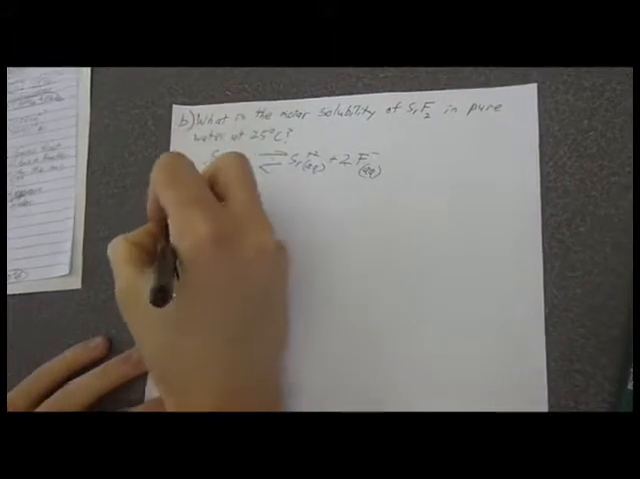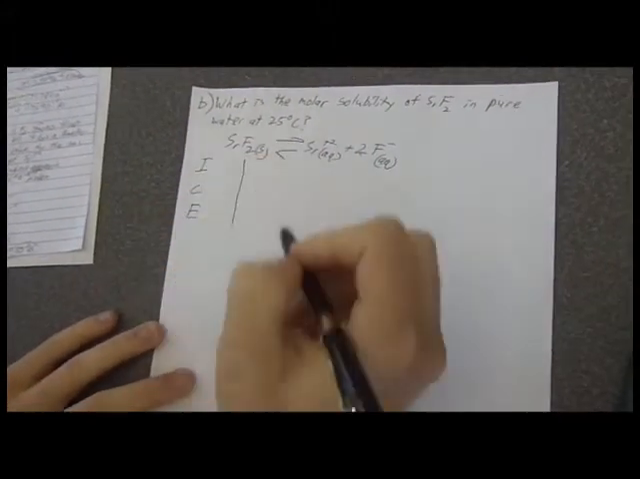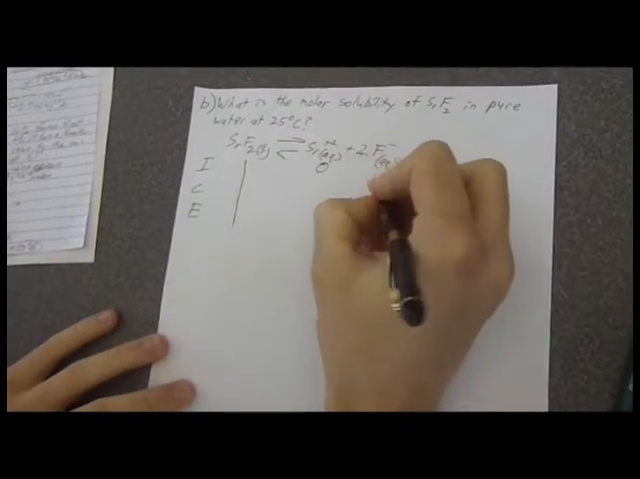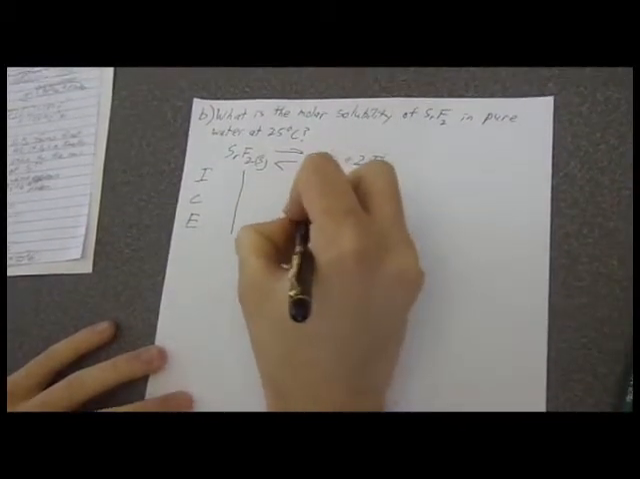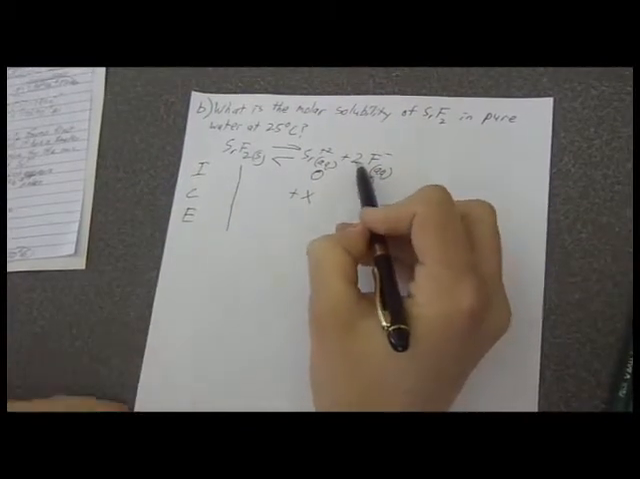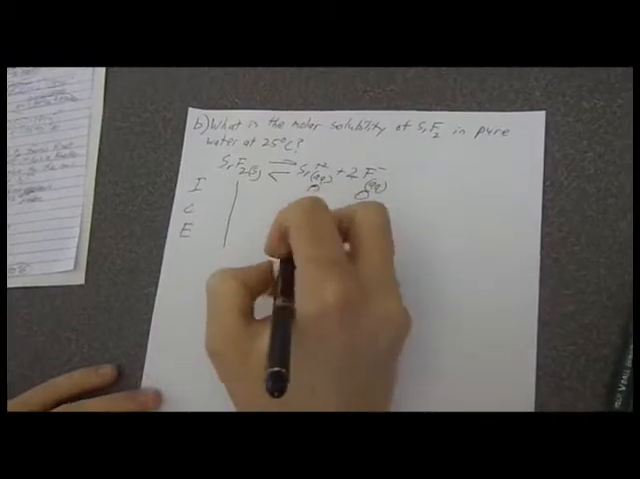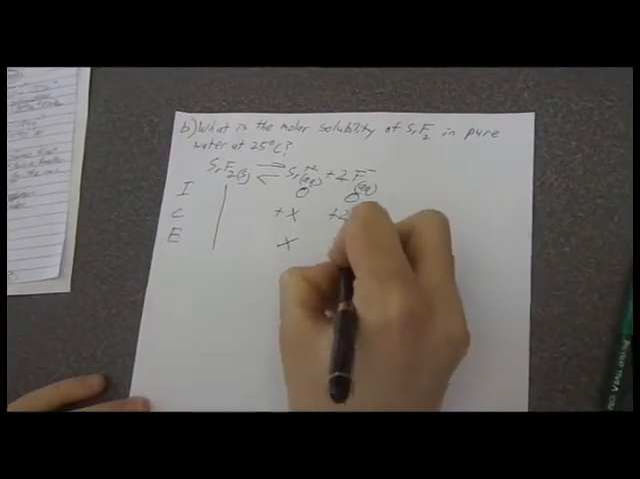So now we can proceed to make an ICE chart. SrF2 is a solid, so we once again can omit it. And then these are products, so they start with 0. We're just going to call this one x. But since this one has a coefficient of 2, it needs to be 2x. So we're going to add 2x there. And we're going to get x and 2x.